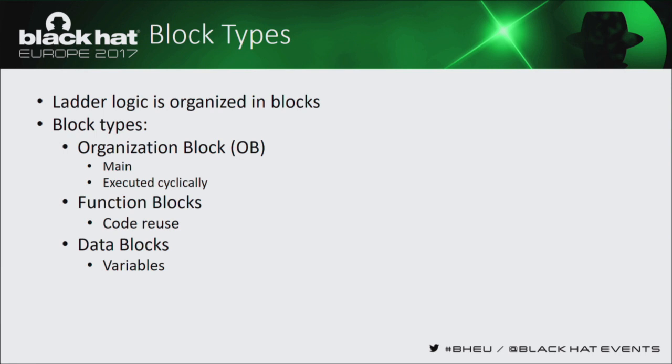First, there are the organizational blocks. This is somehow like the global code. All the organizational blocks are executed all the time, one after another. Then there are the function blocks. Function blocks are just the same as functions. They're used to organize your code, to reuse the code, normal stuff. And then there are the data blocks. It's where you store your variables, and later you can access them from the organizational blocks.